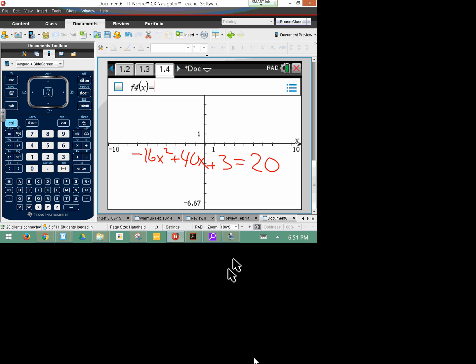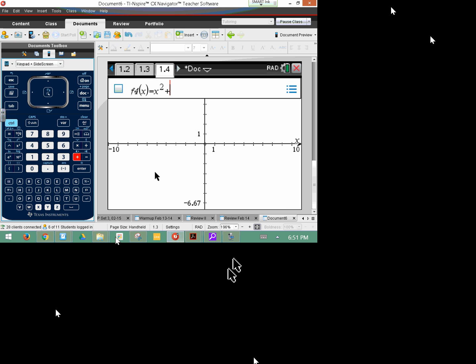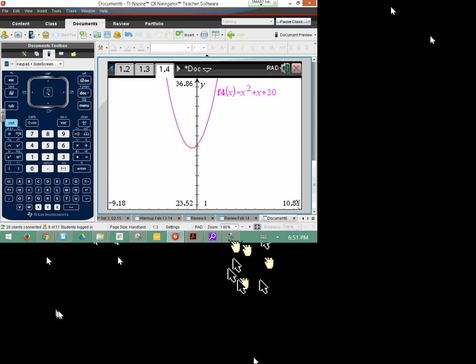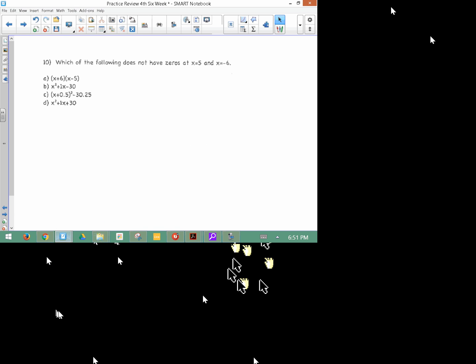Let me get rid of all this extra stuff. I believe it was x squared plus x plus 30. If I graph that, look, it doesn't even have x-intercepts. The reason is because it's way up here. Look at that. So it does not have x-intercepts. That is so obviously the answer to this problem. It doesn't have any zeros. So the answer here is definitely D. D has no zeros at all. And all the rest of them do; if you graph these, they do cross at 5 and negative 6.